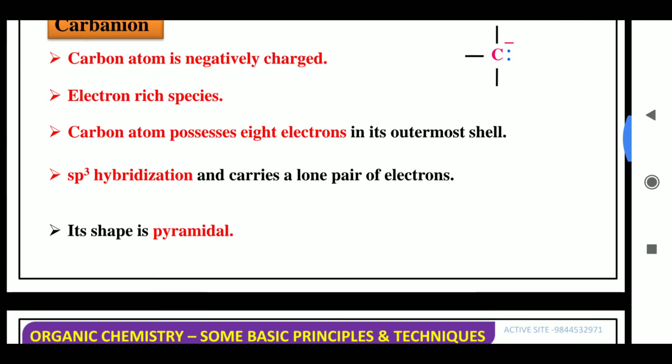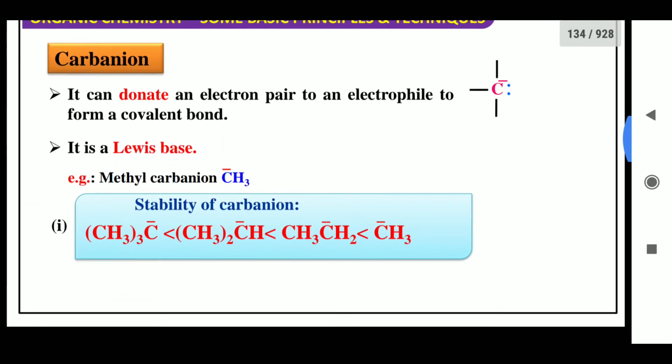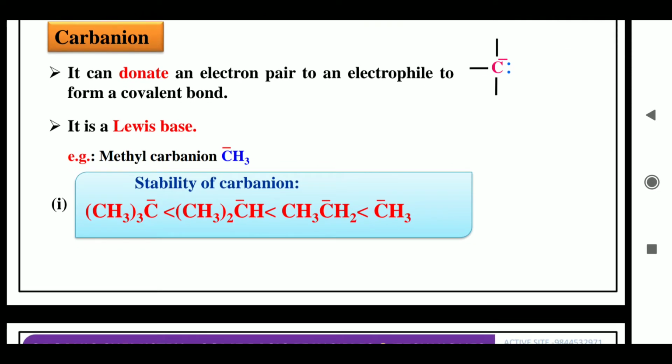Now talking about the carbanion, a carbon atom that is negatively charged. It carries an electron pair, that is why it is an electron rich species, and it is sp3 hybridized and carries a lone pair of electrons. Its shape is pyramidal. It can donate an electron pair to an electrophile to form a covalent bond. It is a Lewis base. The stability order is methyl anion, then ethyl anion, then secondary, that is propyl anion, followed by tertiary butyl anion.